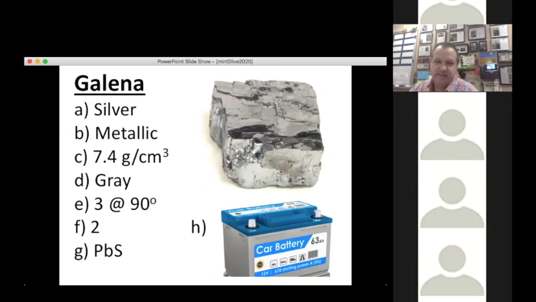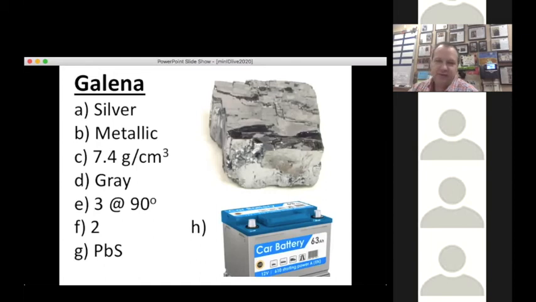And G is the chemical formula. Pb is not peanut butter. Pb is lead. And then S, sulfur. This is lead sulfide. Remember, that's sulfur, the yellow one. It has some of this in it too. After you touch lead, you're supposed to wash your hands. So this one has two kind of gross things in it. Lead is dangerous metal and sulfur is stinky.